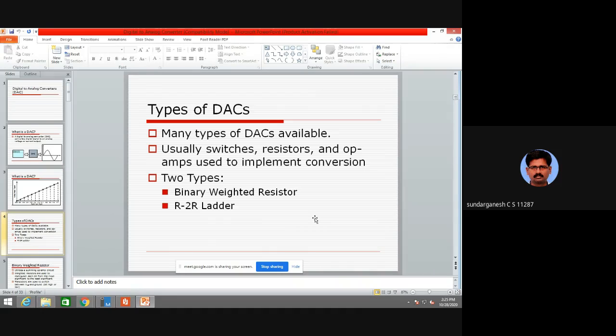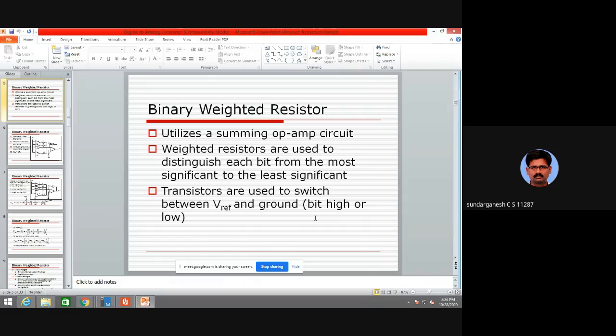Many types of DACs are available in the market. The most popular are the R-2R ladder network and binary weighted resistors. These DAC networks are usually made up of switches, resistors, and op-amps. In the binary weighted resistor method, you are using an op-amp with resistors. Weighted resistors are used to distinguish each bit from the most significant bit to the least significant bit.